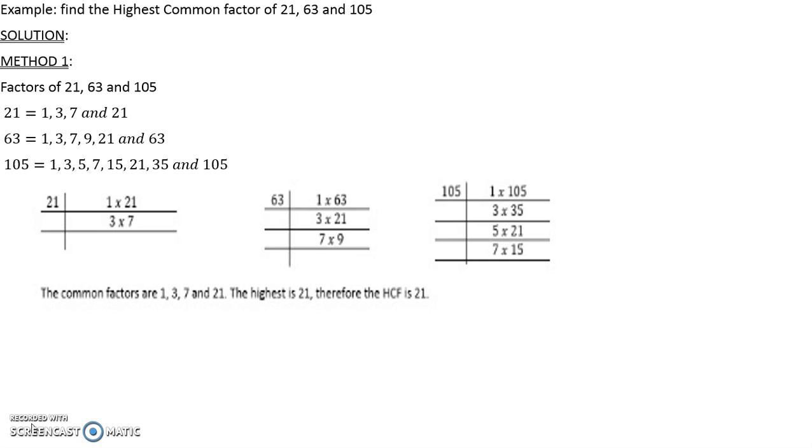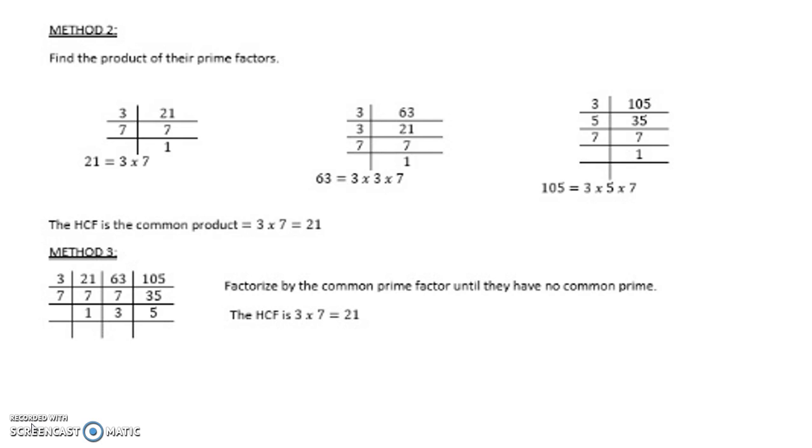I'm sure by now you know how to find your factors. Now, out of all these factors we have some that are common. The common ones are 1, 3, 7, and 21. And the highest is 21. So therefore you can see 21 is the highest common factor. And this is another method of solving it. We can factorize to find the prime factors, and from there we have our common product, which is the HCF, 21, using method 2 and method 3.